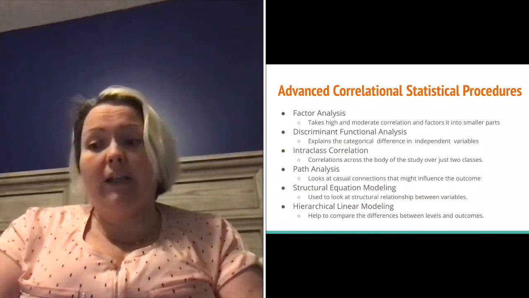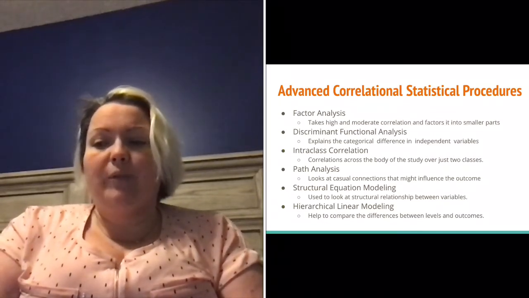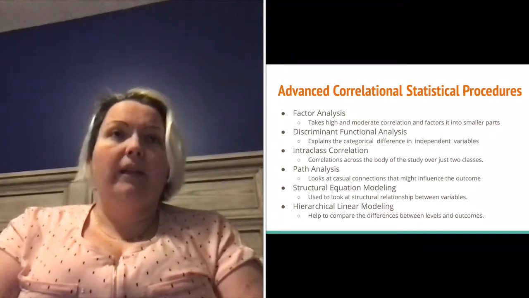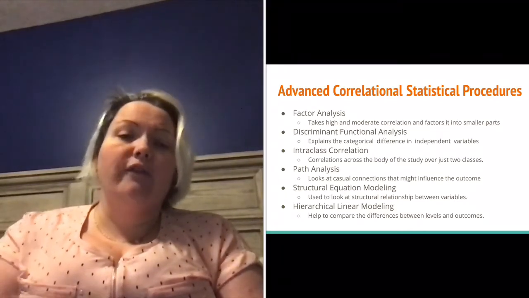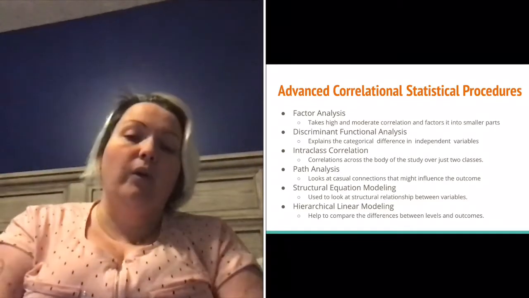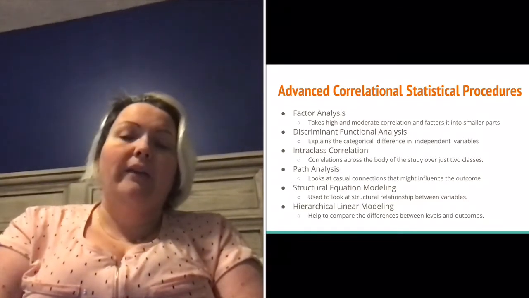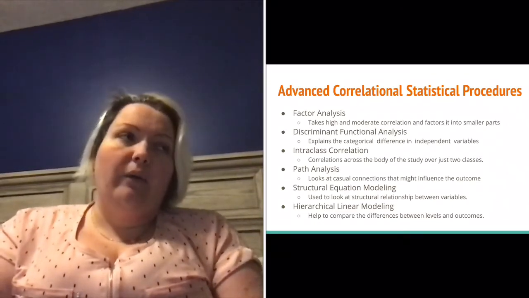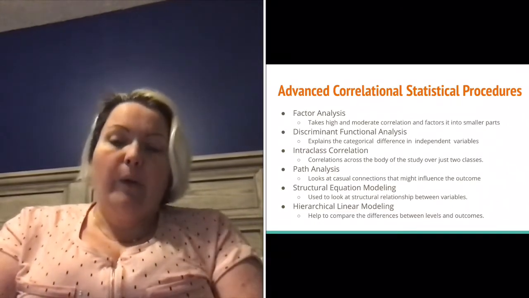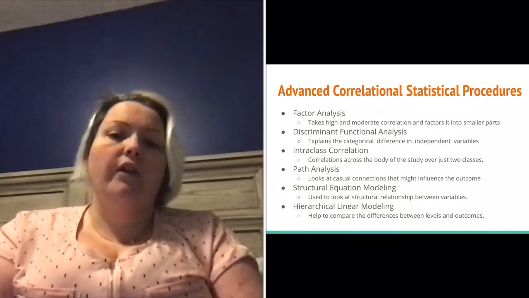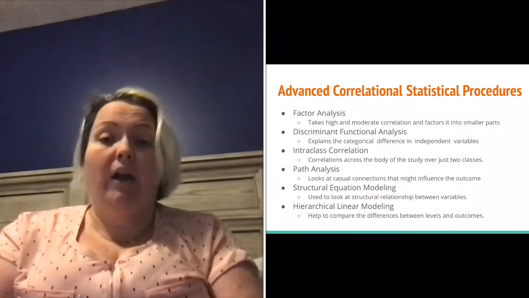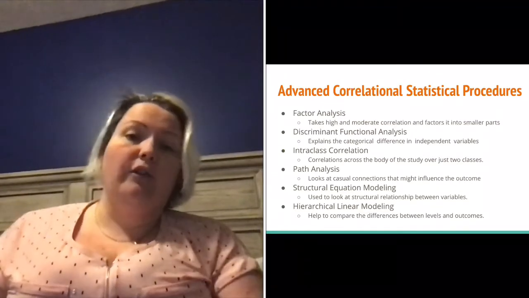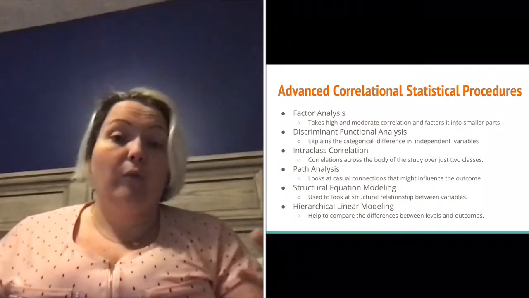hierarchical linear modeling, and that helps to compare the differences between levels of outcomes. What that basically means is that we would look at different hierarchical levels of people under a certain group. So in the case of cats and money, we might look at somebody who makes $30,000 a year, somebody who makes $60,000 a year, and how it affects people who make $100,000 a year. So it divides those groups up into different subgroups.